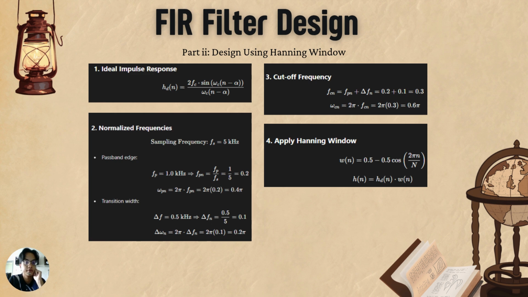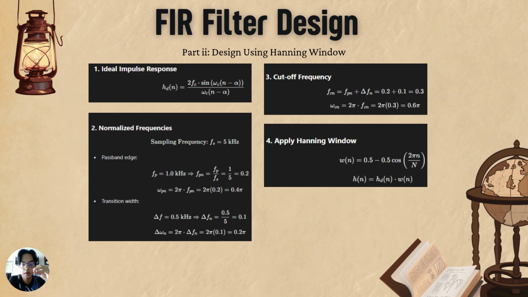Basically, the first step is to use the ideal impulse response, the ideal equation which we obtain from the appendix, and then we normalize the frequencies. For the passband edge, we get 0.4 pi. For the transition width, we get 0.2 pi. Next, we have to determine the cutoff frequency, which we get as 0.6 pi.